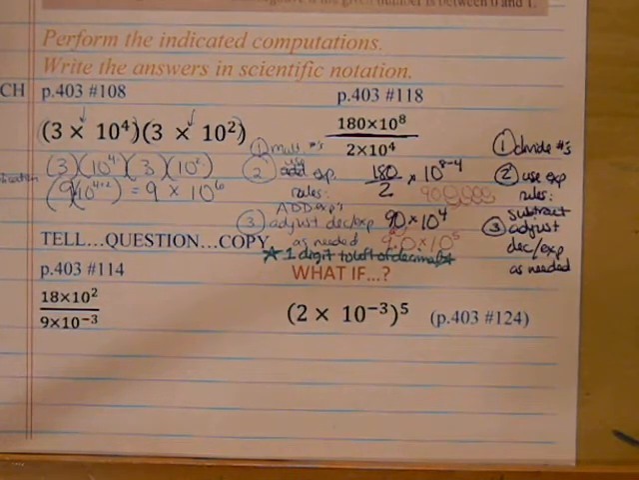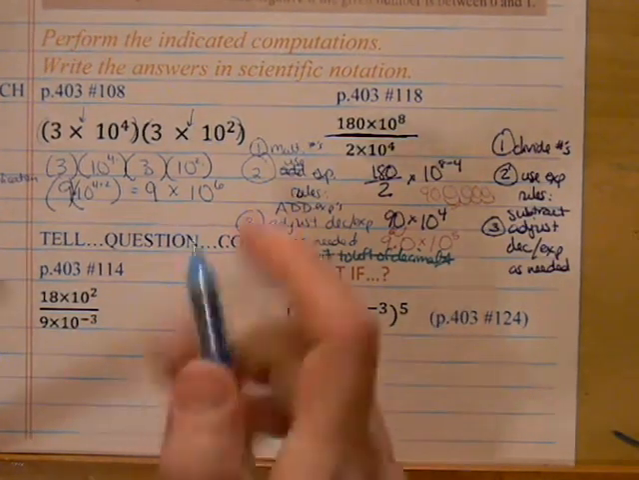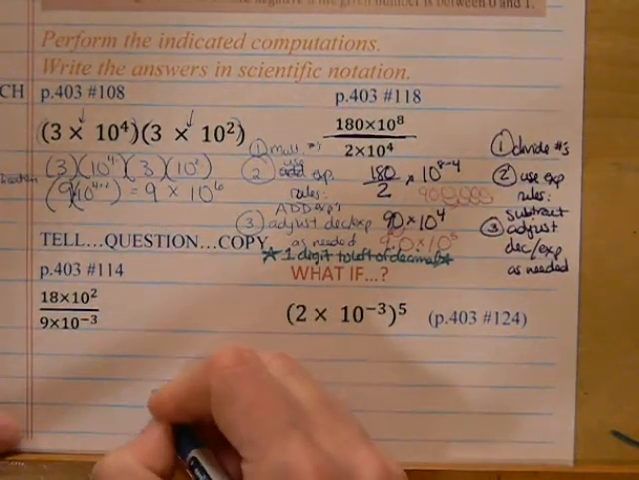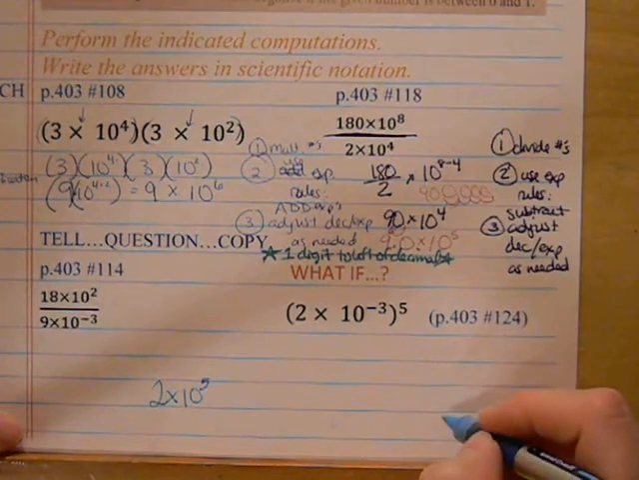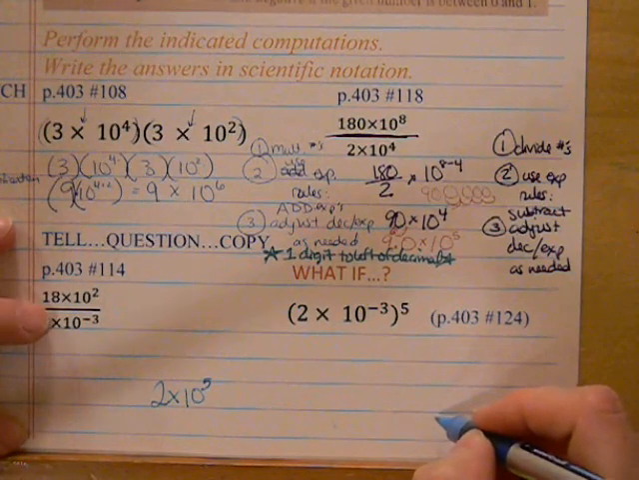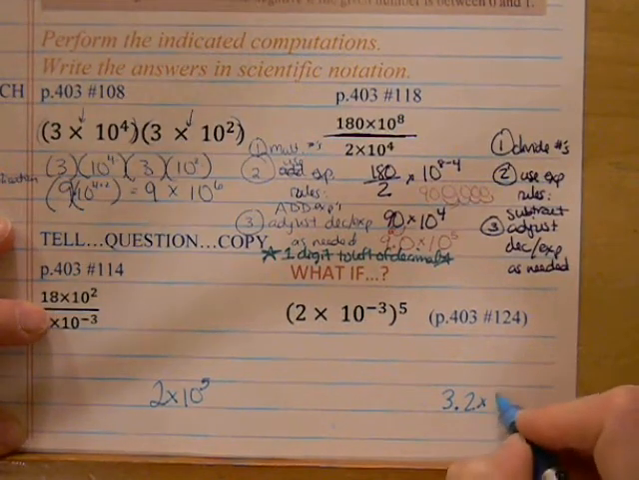Okay, and when you have done these, you should get some answers. On number 114, you should end up with 2 times 10 to the positive 5. And on number 124, you should end up with 3.2 times 10 to the negative 14.